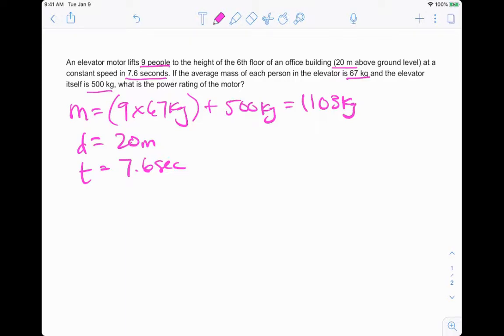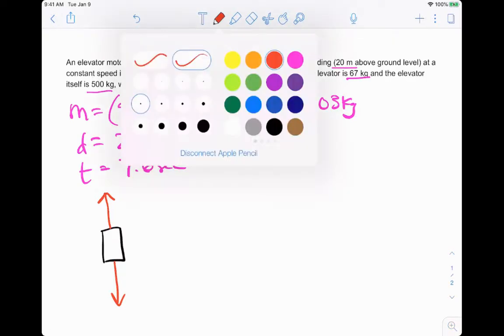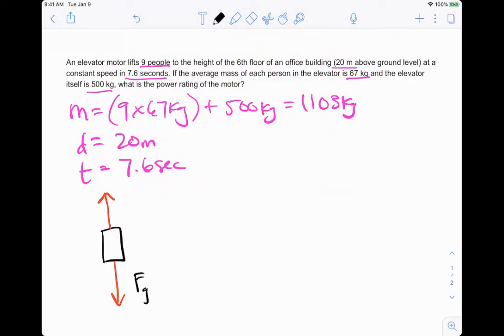All right, so the next thing I want to do is draw a free body diagram. So here's my elevator right here. I have the force of gravity downward, and I have the force of the elevator motor upward. I'm getting fancy with all these colors. I'm just going to call this the force. Really, it's force of tension, but since we're talking about the elevator motor, I'll call it force of the motor. How about that? So we know that we're going at a constant velocity because it says constant speed right here, and we're traveling upwards, okay?